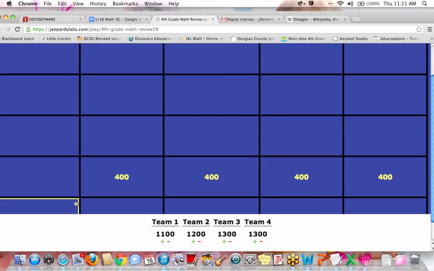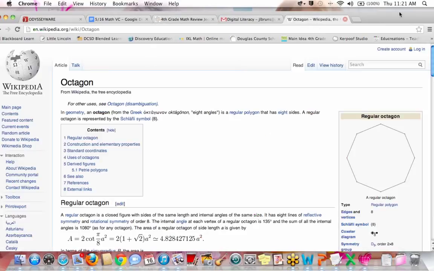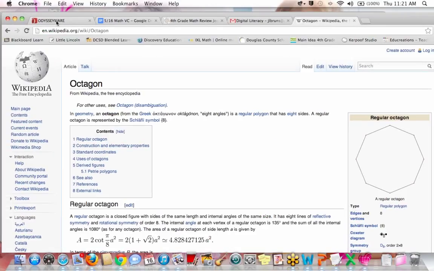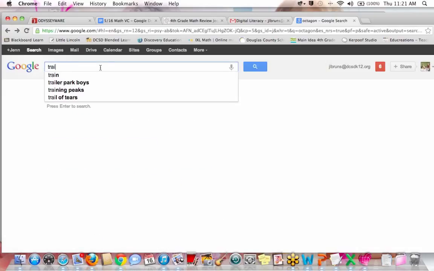Geometry. Yay. How many edges on a triangular pyramid and a square pyramid combined? Oh my goodness. Okay, so these are 3-dimensional figures. So we're going to have to look at a picture because there is no way I could draw that. All right. Triangular pyramid. Pyramid. Here we go.